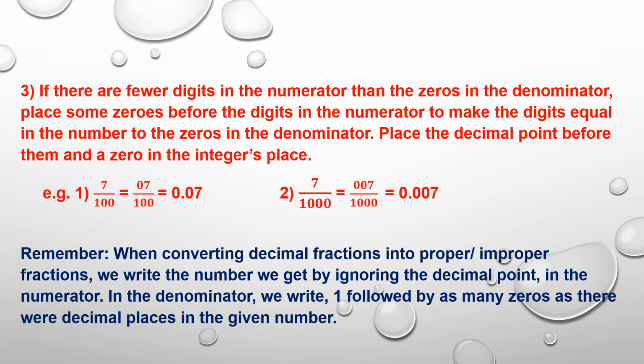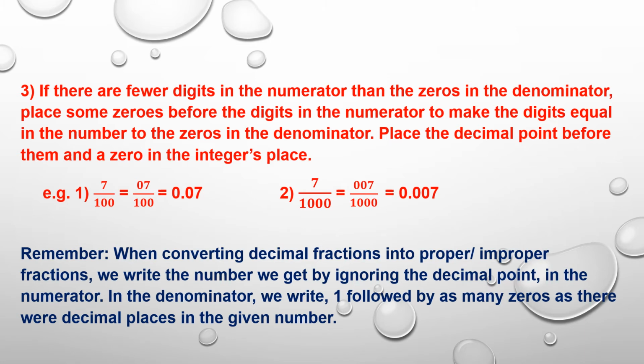Third, if there are fewer digits in the numerator than the zeros in the denominator, place some zeros before the digits in the numerator to make the number of digits equal to the zeros in the denominator. Place the decimal point before them and a zero in the integer's place. For example, 7 upon 100 is equal to 0.07. Second, 7 upon 1000 is equal to 0.007.